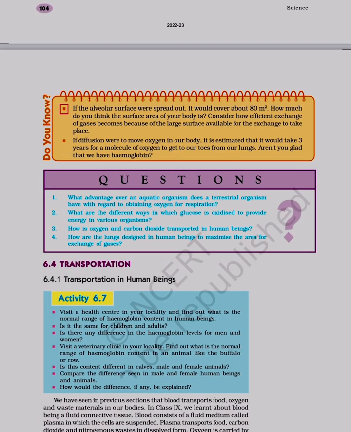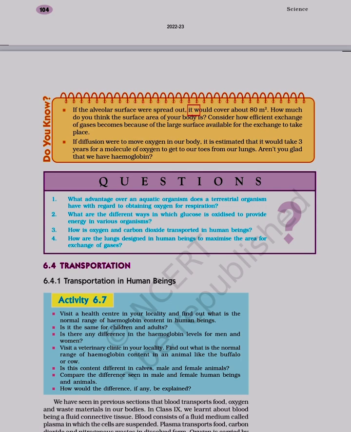Do you know? If the alveolar surface was spread out, it would cover about 80 square meters. How much do you think the surface area of your body is? Consider how efficient exchange of gases becomes because of the large surface available for the exchange to take place. And if diffusion were to move oxygen in our body, it is estimated that it would take 3 years for a molecule of oxygen to get to our toes from our lungs. Aren't you glad that we have hemoglobin?